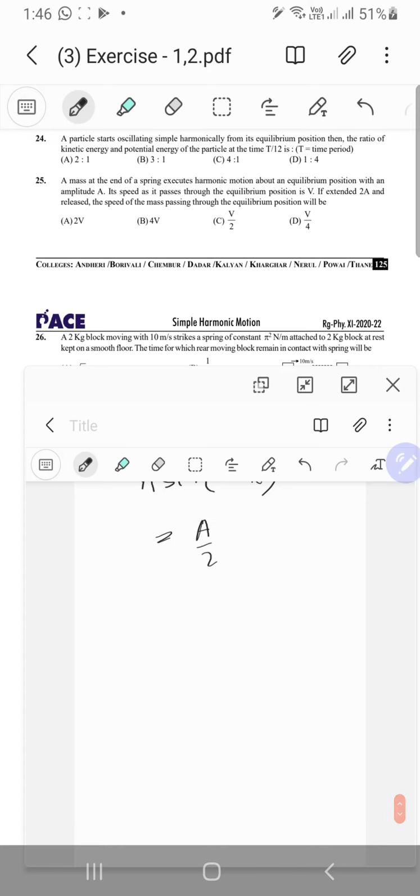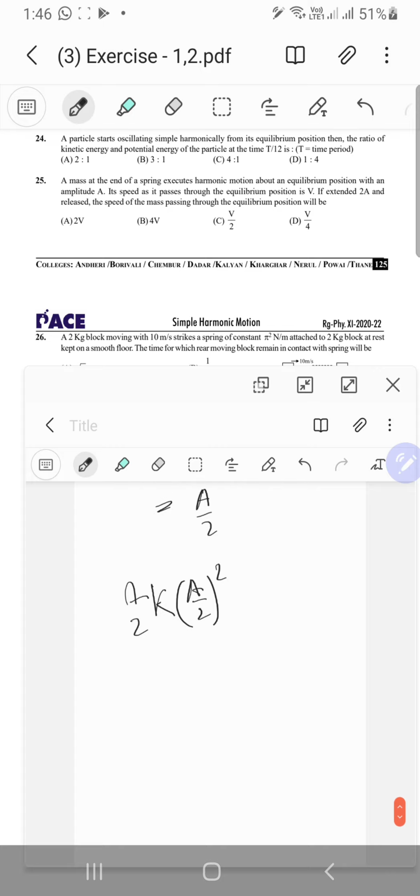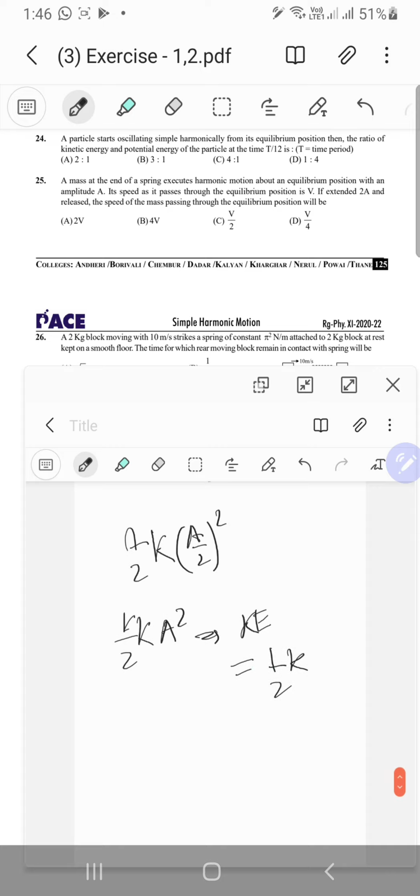So its potential energy and kinetic energy at that particular time. Its potential energy would be half k into A by 2 squared. Its total energy is just half k A squared, which means its kinetic energy is going to be half k A squared minus A squared by 4, which is 3 by 4 A squared. So yeah, the ratio is 3:1.